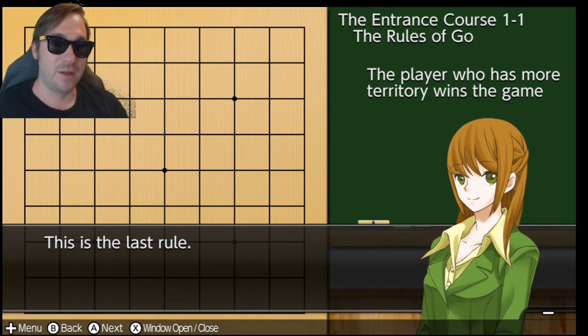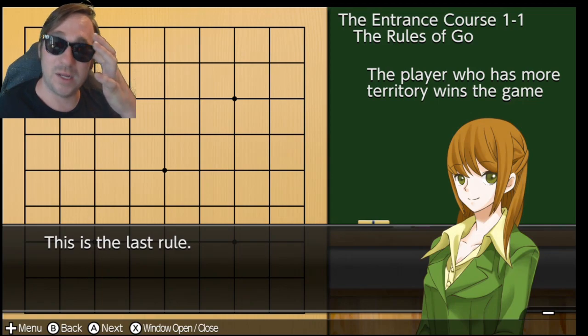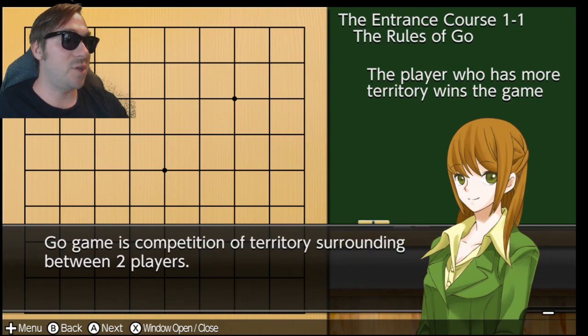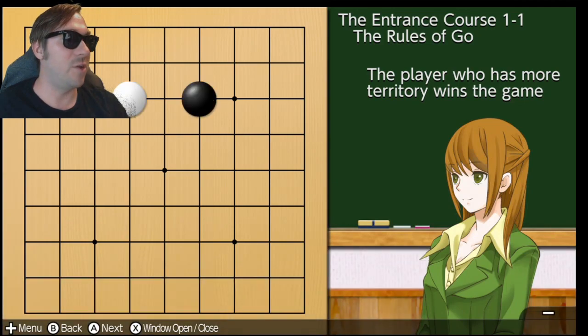And I'm a pretty good vehicle for the dumb moves because I'm not super great at Go. I just understand the basic idea of the game. Go game is competition of territory surrounding between two players. Yeah, it sure is.